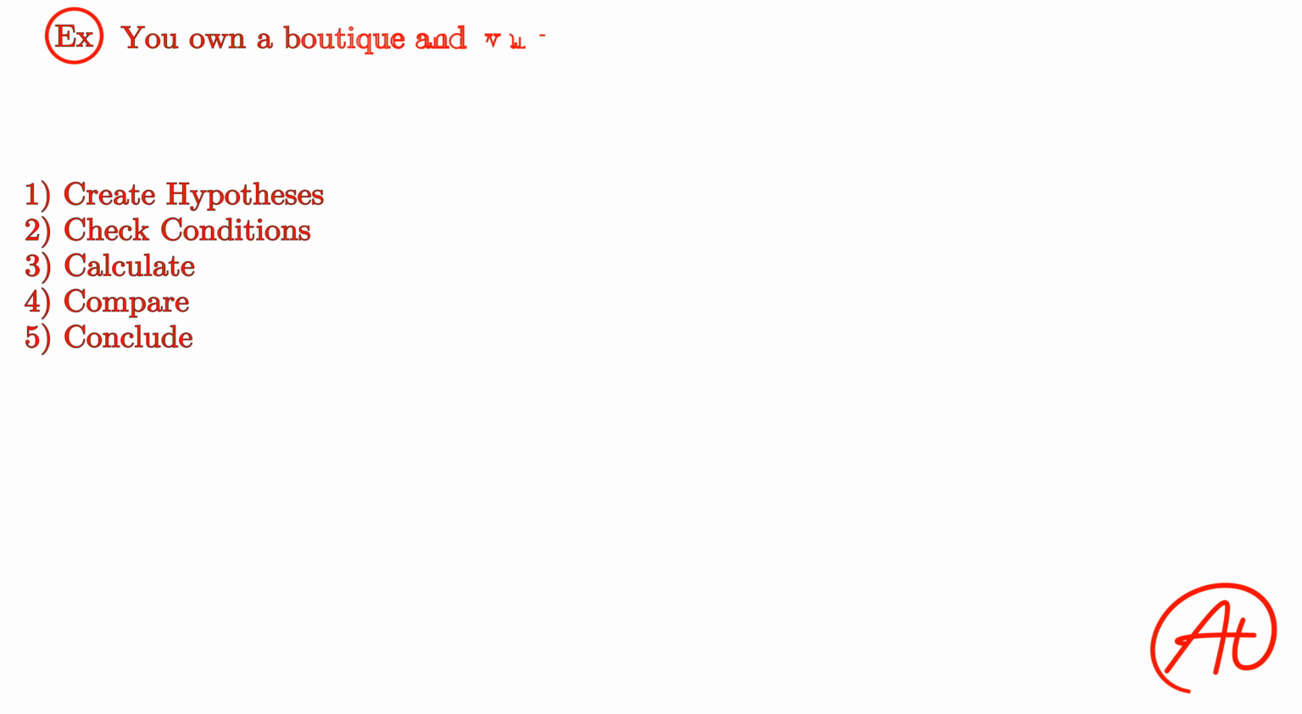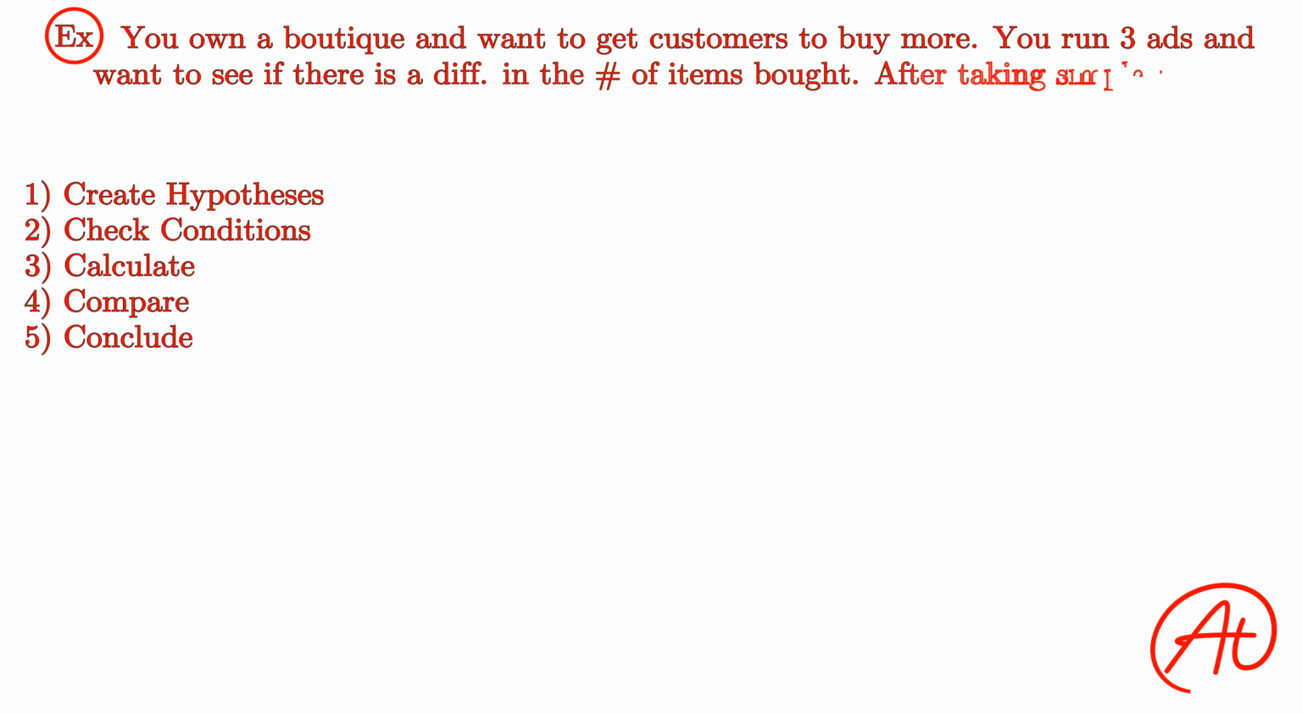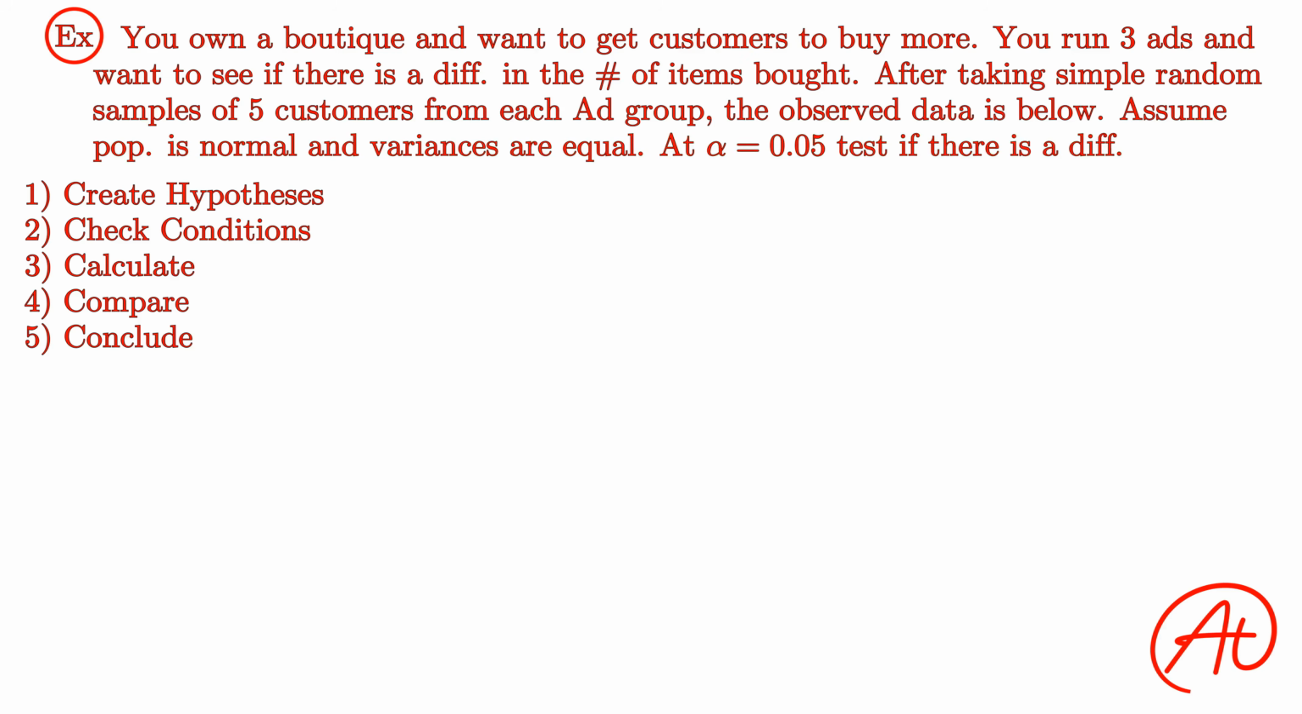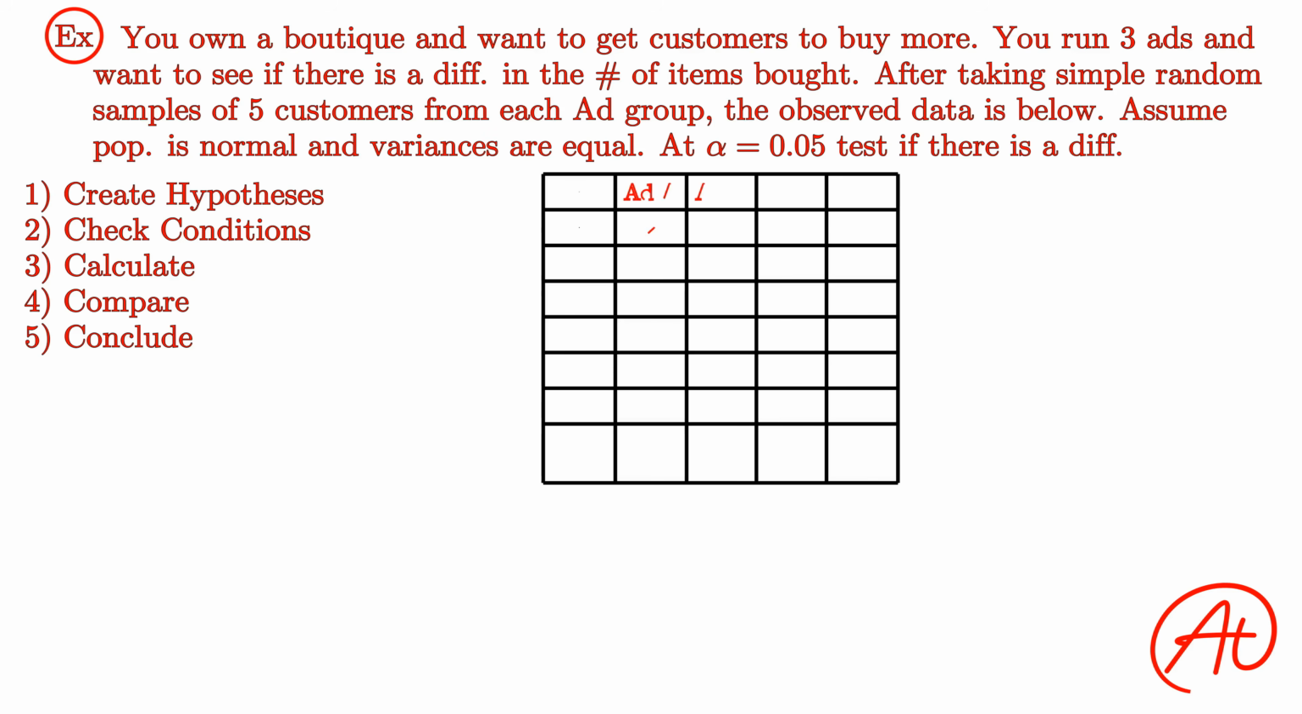Say you own a boutique and you want to get customers to buy more clothes. You run 3 advertisements and want to see if there's a difference in the number of items they bought. After taking simple random samples of 5 customers from each ad group, the observed data is below. Assume the population of each group is approximately normal and the variances are equal. At an alpha value of 0.05, test if there's a difference.